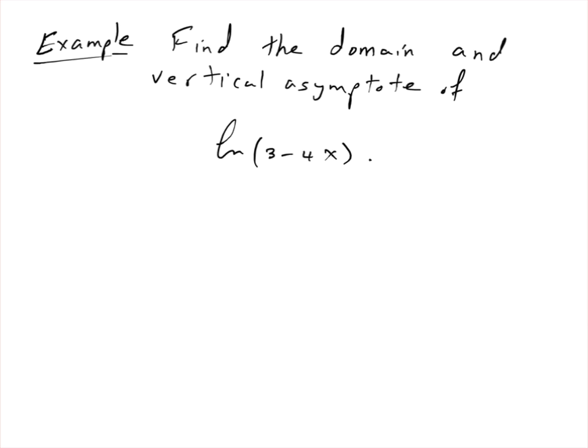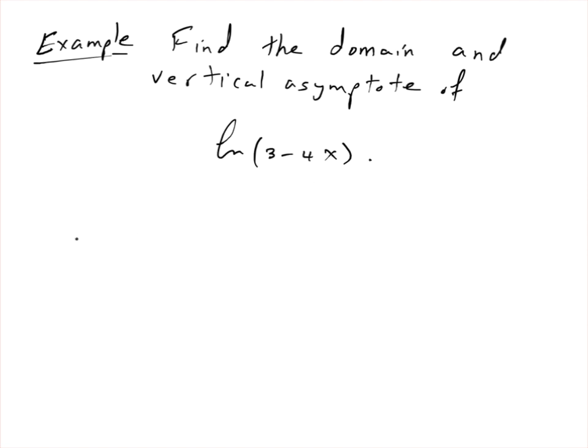Hello again. This is a continuation of the previous video. We talked about domain and vertical asymptote at the end of that video. Now here is an example: ln of 3 minus 4x, we want to find its domain.